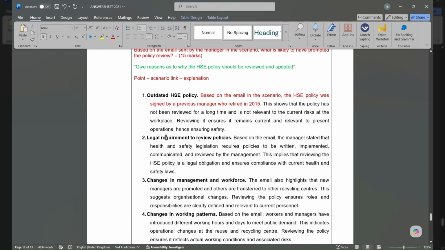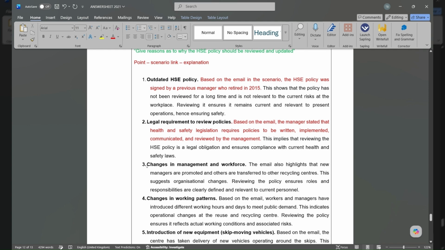Give the point, link the point to the scenario, and then lastly, explain your point for the examiner to give you 1 complete mark without having to think twice. Number 3, changes in management and workforce. The scenario link now, the email also highlights that new managers are promoted and others are transferred to other recycling centers.